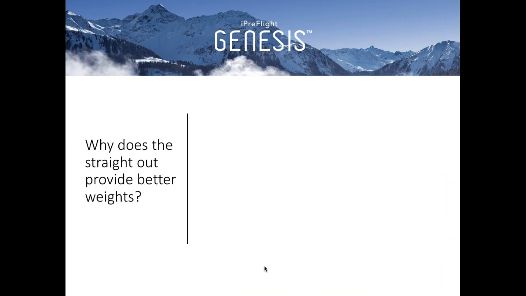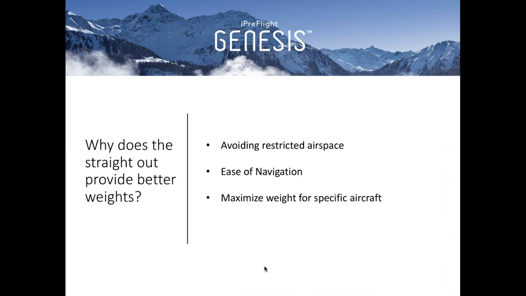Another common question is, why does the straight out provide better weights than the turn procedure? I thought the whole point of the turn procedure was to maximize weights, right? First of all, I want to mention that while maximizing weights is typically our reason for adding a turn procedure to the database, it's not necessarily the only reason for us to add a procedure. A couple other examples would be when the straight out flies into restricted airspace and a pilot wants to avoid that. Also, just for ease of navigation purposes.